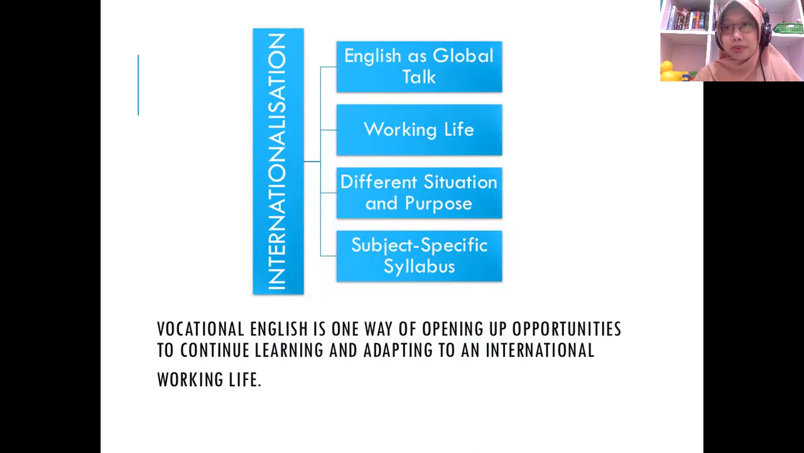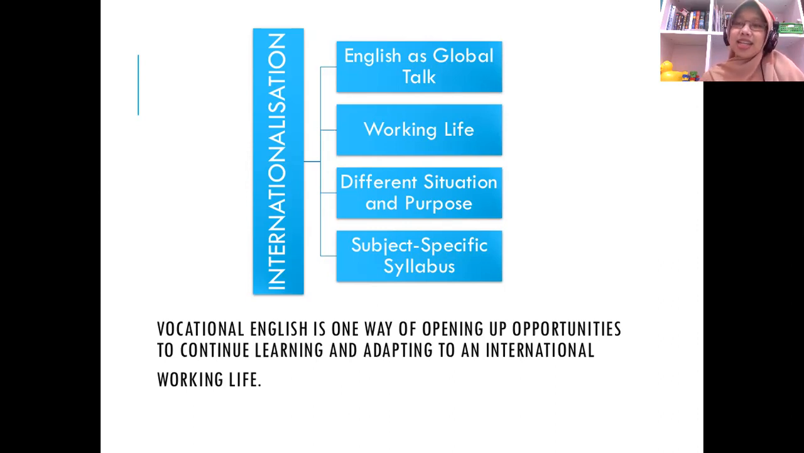different situations and purposes. Yeah, because the English graduates need to operate things or objects in English. They have situations or contexts that they need to be familiar with, and so in the English curriculum, we need to be able to design a subject-specific syllabus.